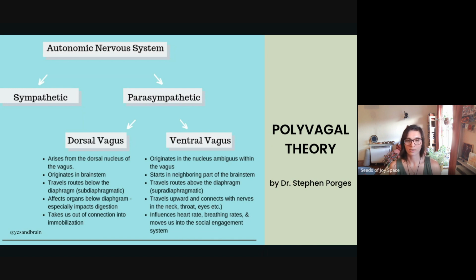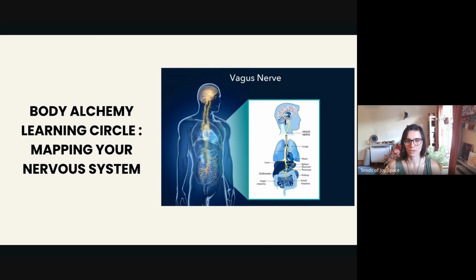So the polyvagal theory was introduced in 1994 by Stephen Porges, and the difference between this theory and previous theories is that Dr. Stephen Porges discovered that, in contrast to what was previously believed, that the autonomic nervous system has two branches, the sympathetic and parasympathetic. And you might know them as fight or flight, the sympathetic being the fight or flight, and the parasympathetic being the rest and digest.